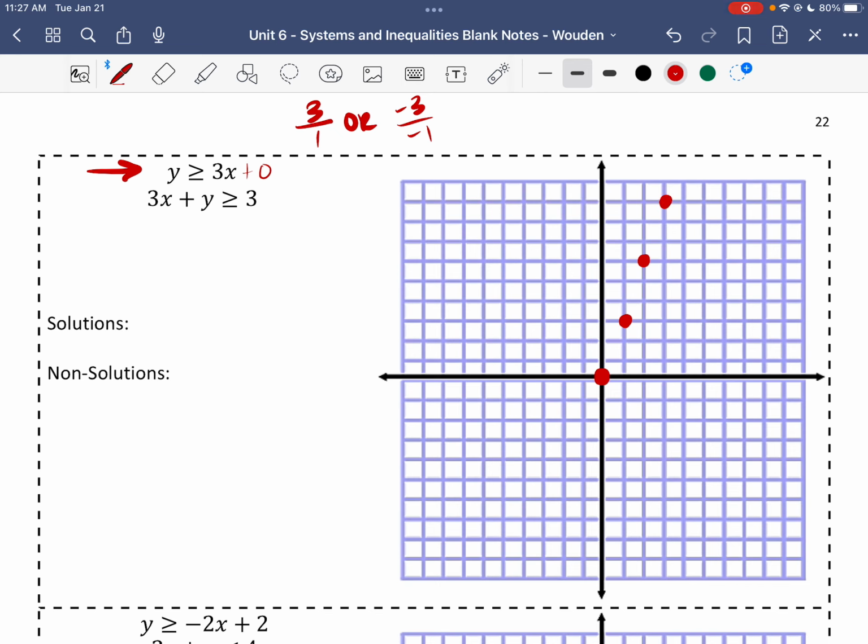Then we do our inverse slope, down 3, to the left 1. Down 3, to the left 1. Okay, now this is going to be a solid line because it is greater than or equal to. So now I'm going to pick a point. I will color that point in black right here. I'm going to use the point 1, 3. Do I go up from that point or down from that point? Well, it's greater than. So I'm going to go up from that point, and that is where I shade.